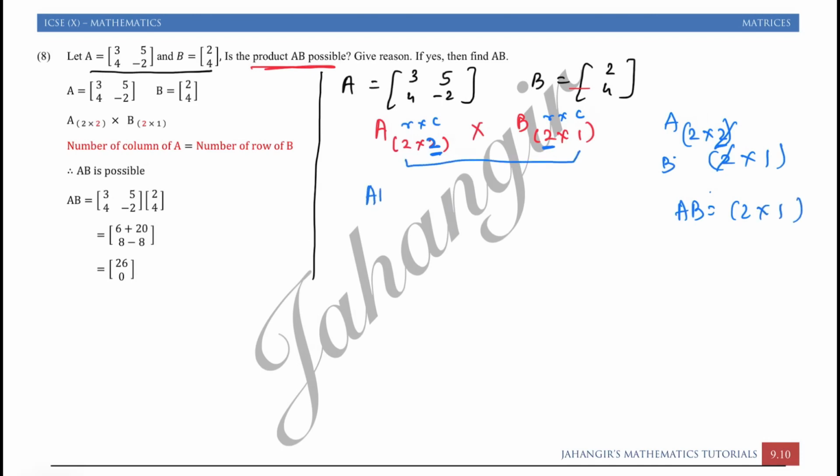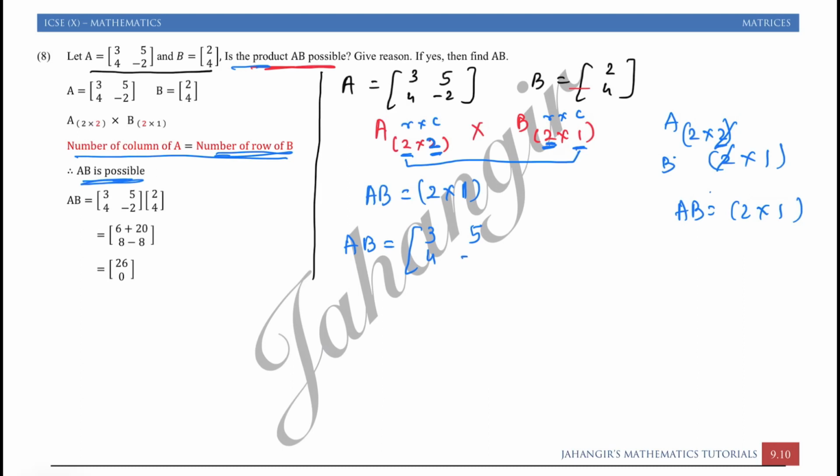If you want to write the order of AB, in some questions they may ask you to write down the order of AB. The order of AB is 2 by 1. So here I will write: number of columns of A is equal to number of rows of B. Both are equal, so AB is possible. You have to write that compulsorily, because here they asked is product AB possible. So for a product AB to be possible, you have to show the columns of the first matrix are equal to the rows of the second matrix. Now let us multiply AB.